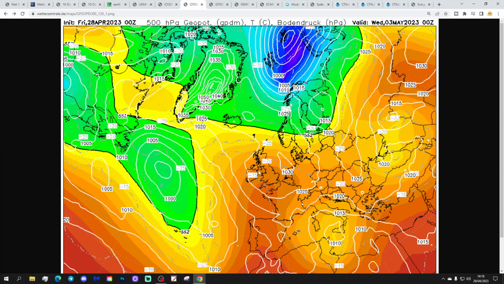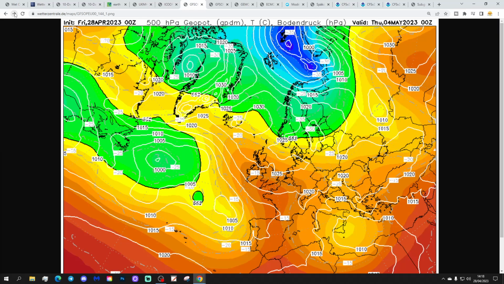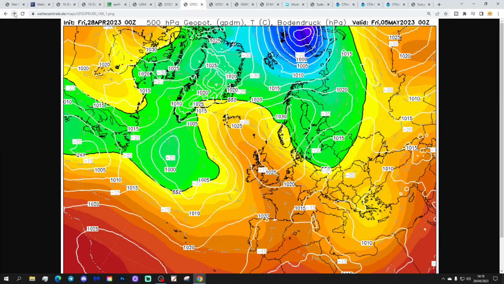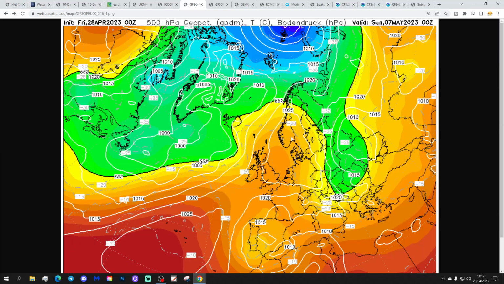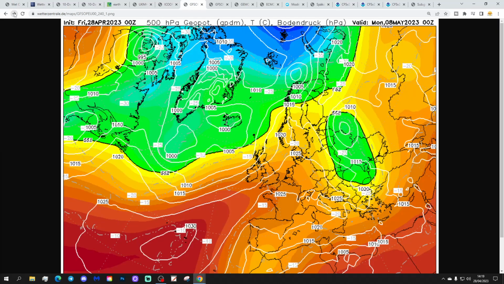High pressure has strengthened over to the east of the country, bringing lots of dry and warm weather with it through the middle part of next week. As we get to the end of next week, into the Coronation weekend, the high pressure is holding its ground, so that suggests a mostly dry Coronation with the GFS, dry and quite warm conditions.